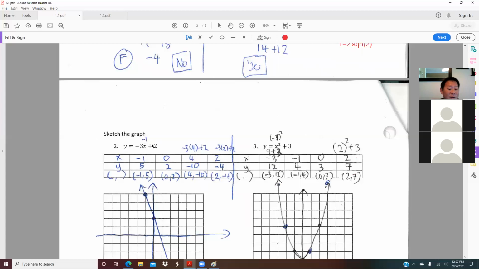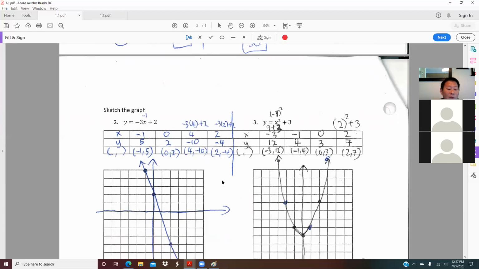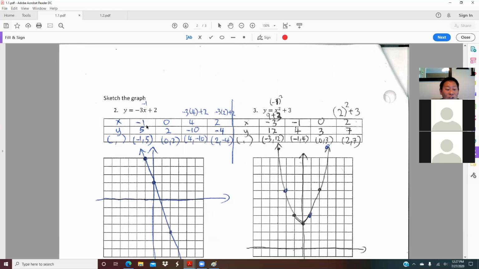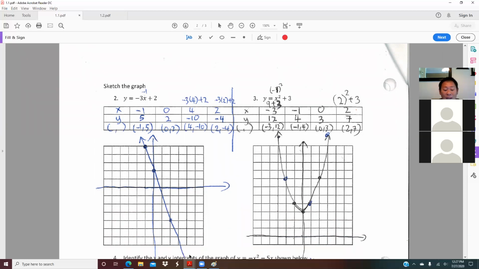And then you put 0 here, that is 2. And then you put 4 here, that will give us -10. And then you plug 2 in here, that will give us -4. Then you change all this into coordinate points: (-1, 5), (0, 2), (4, -10), and (2, -4). And then you plot them and draw the straight line. So this is how you sketch the graph using what we call the table form.